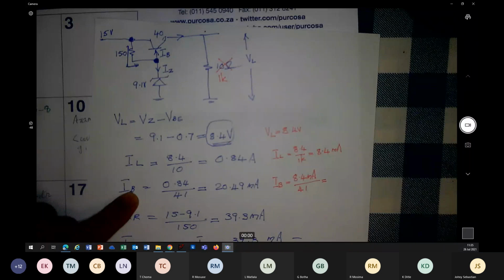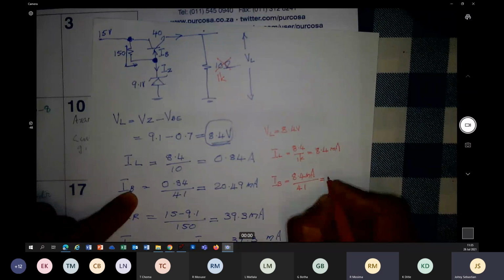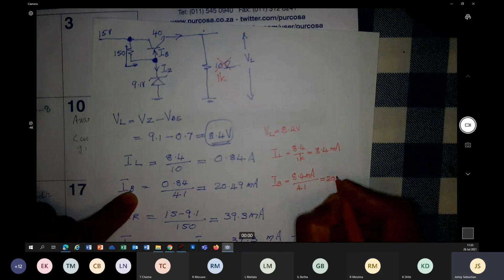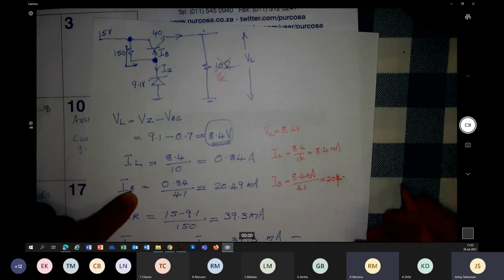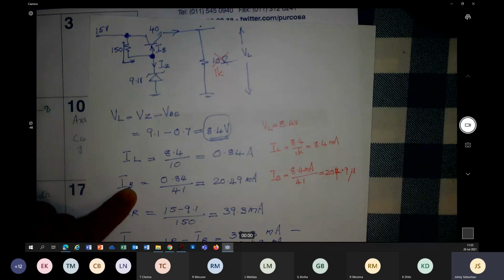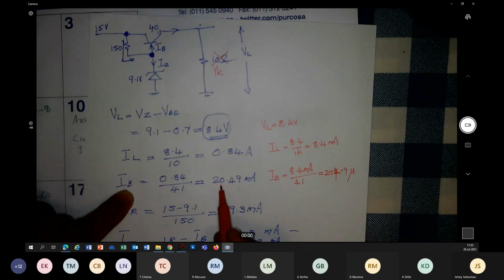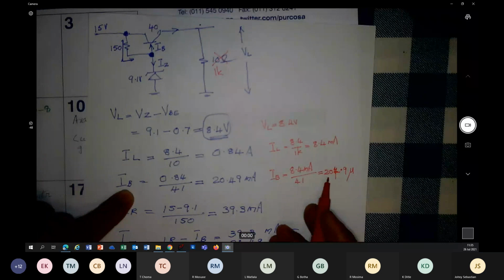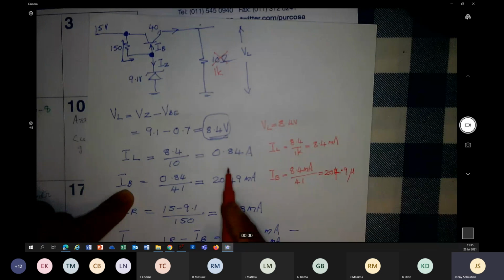How much? 204.9 microampere. Now IB has gone very small. Remember previously we had 20.5 milliampere. It went all the way down to 0.2 milliampere, divided by 100, I think, isn't it? That current went very low.